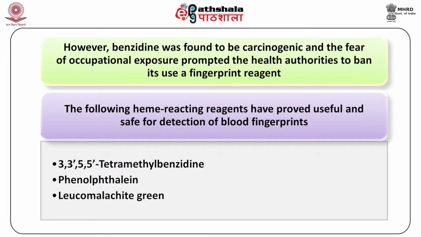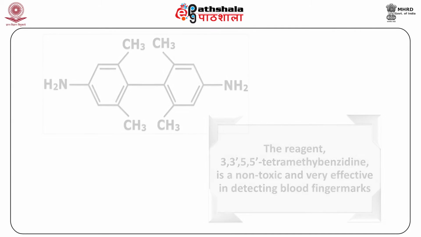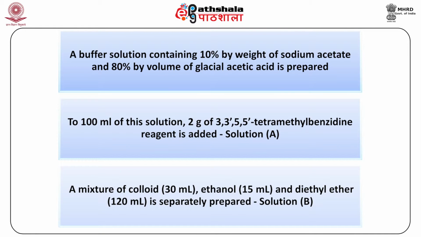A. 3,3',5,5'-tetramethylbenzidine. The reagent 3,3',5,5'-tetramethylbenzidine, the structure of which is shown in the given figure, is non-toxic and very effective in detecting blood finger marks. A buffer solution containing 10% by weight of sodium acetate and 80% by volume of glacial acetic acid is prepared. To 200 ml of this solution, 2 grams of 3,3',5,5'-tetramethylbenzidine reagent is added. This is designated as solution A.